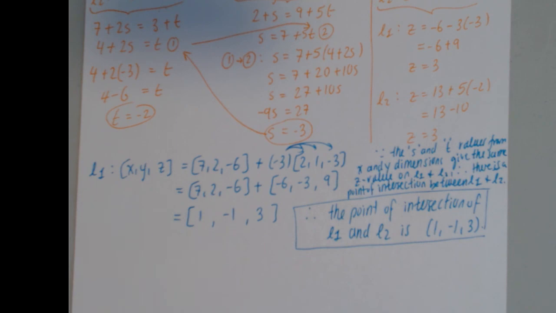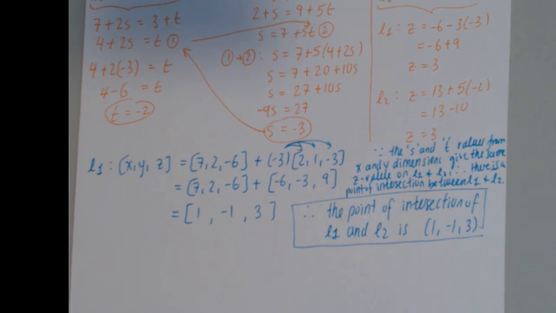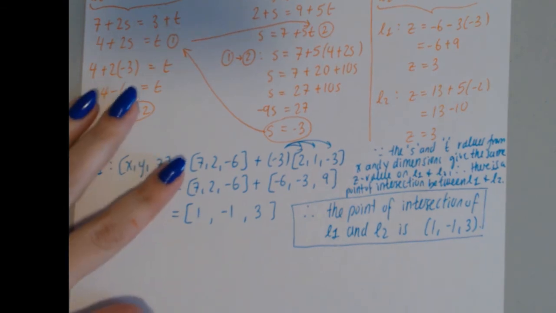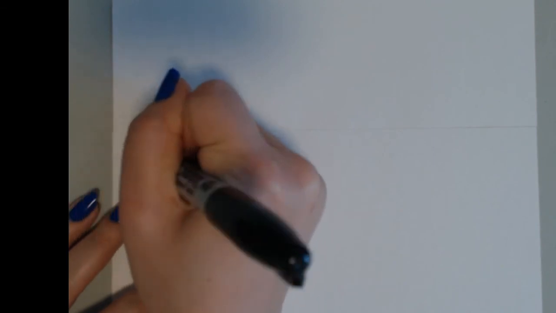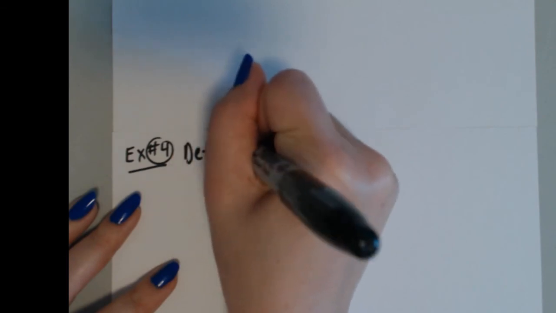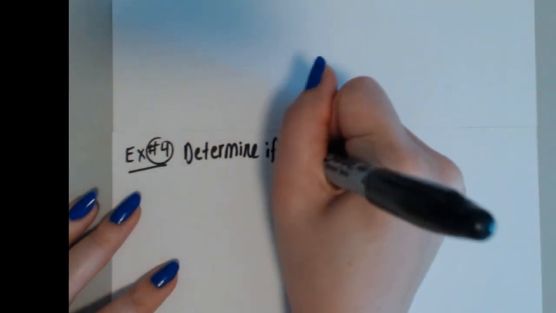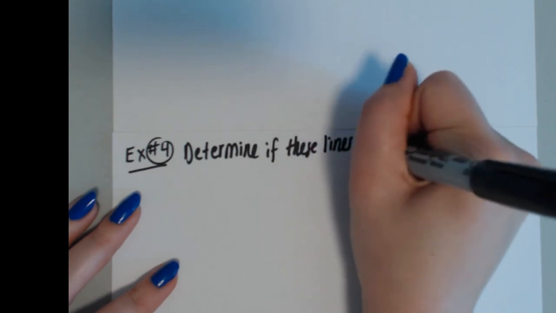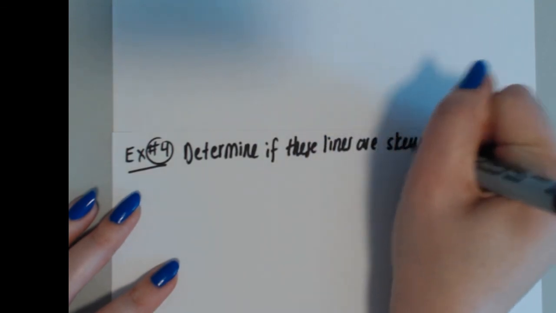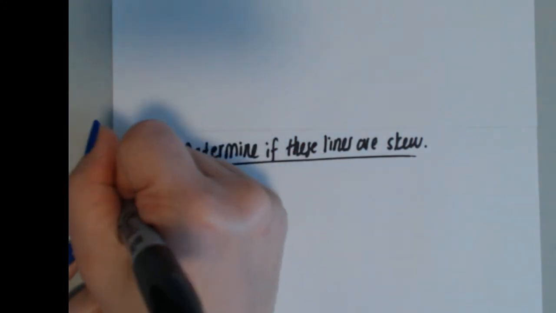Okay, so that marks the end of example 3. We are officially 2/3 of the way through the lesson. We're going to go ahead and move on to example 4. All right, so here we go. Example 4, determine if these lines are skew.